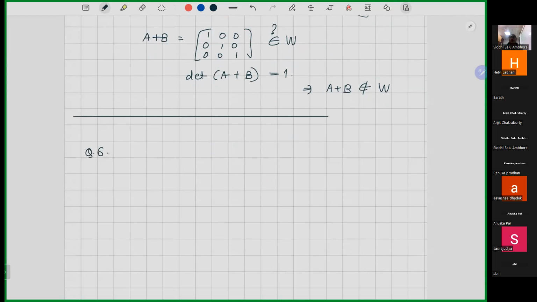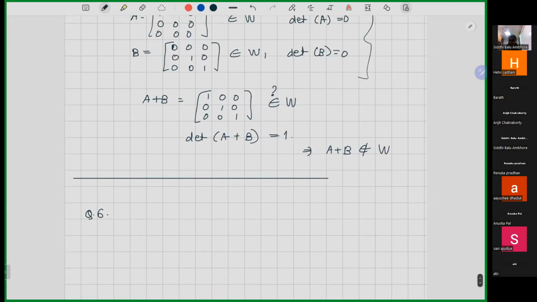If you have any doubt related to vector subspace or not, this is the time. You can always ask later on also, but you can ask right now because we are discussing that. Okay. So we will move further. Okay. So we'll go for our next question.